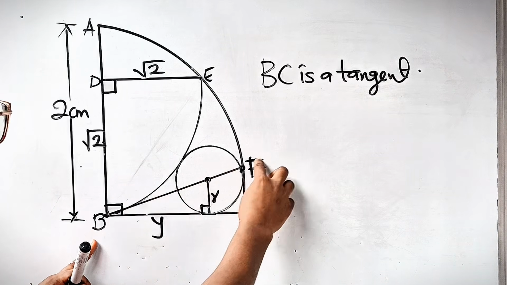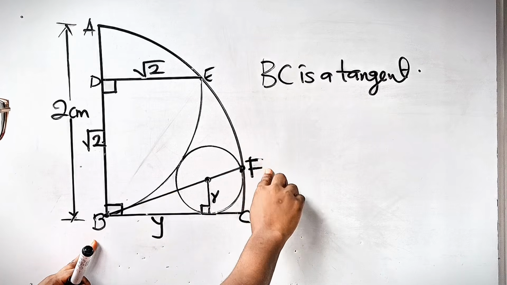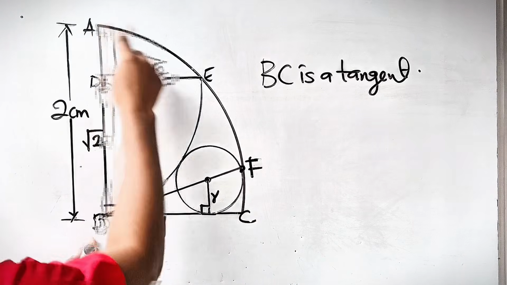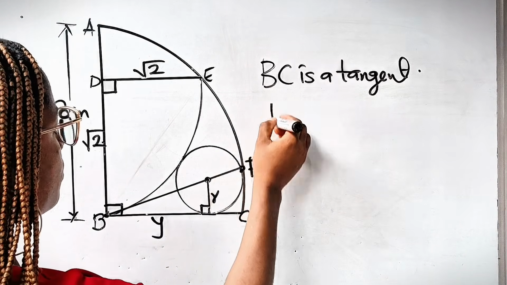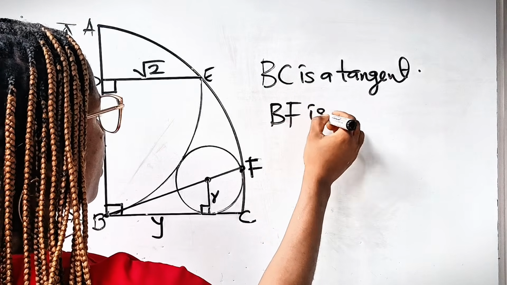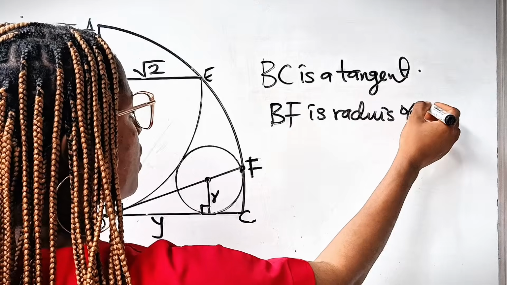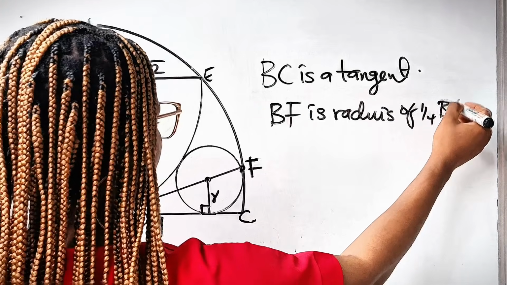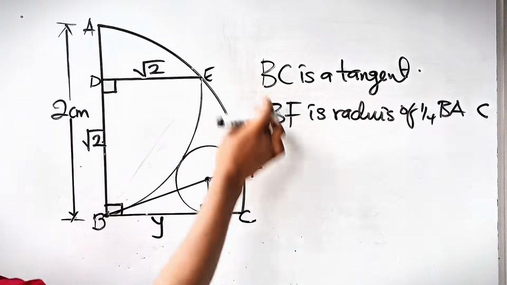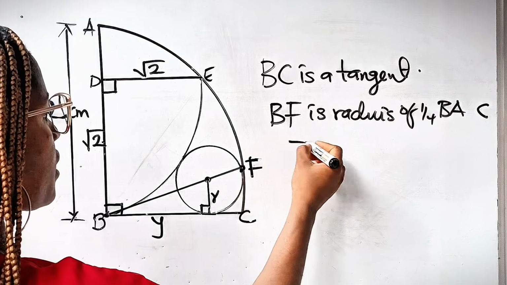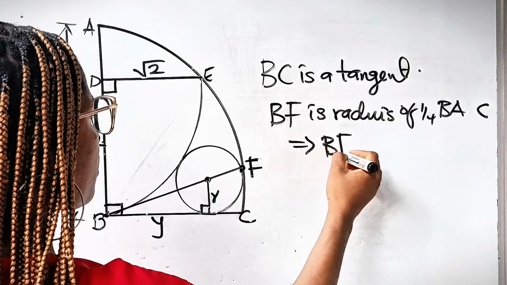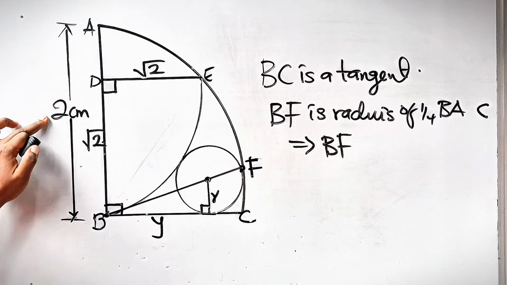Now remember that BF is also the radius of quadrant BAC, this B quadrant. Therefore, this implies that BF should be equal to what? 2 cm.